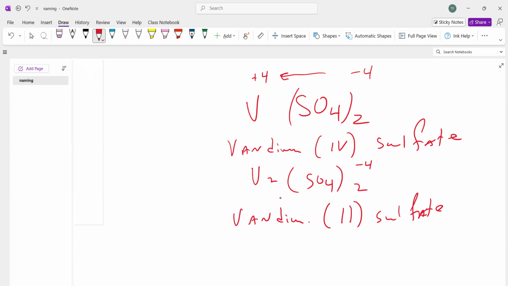Now, you need to know formula to name, name to formula, back and forth, for both the molecular and the ionic.